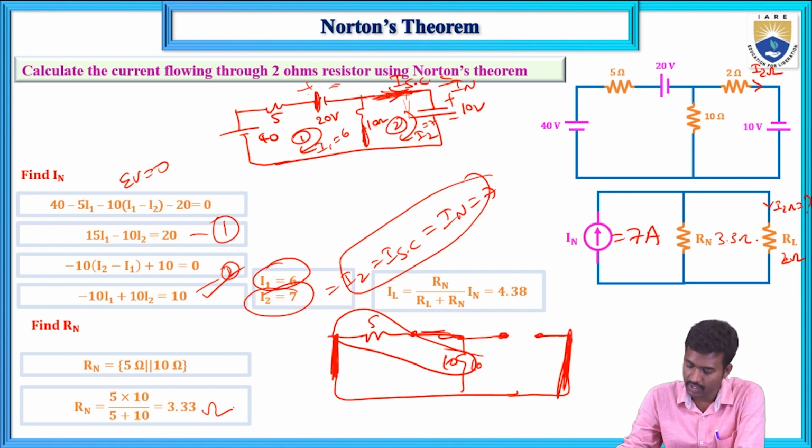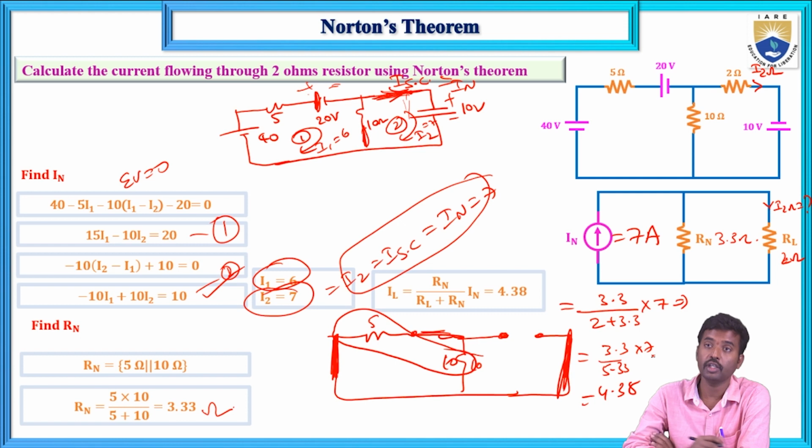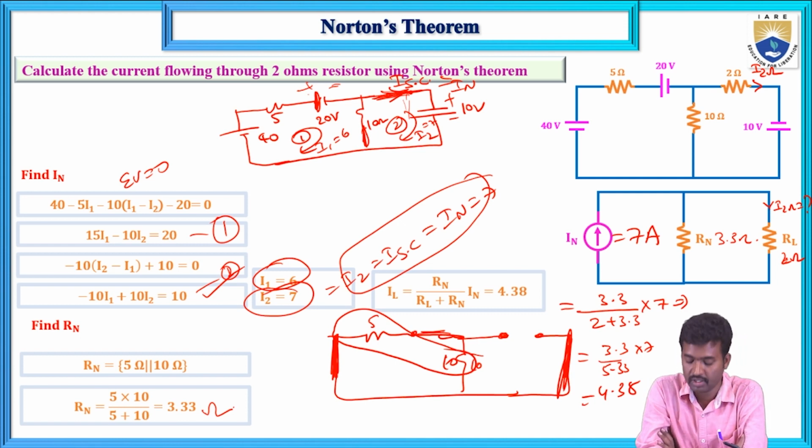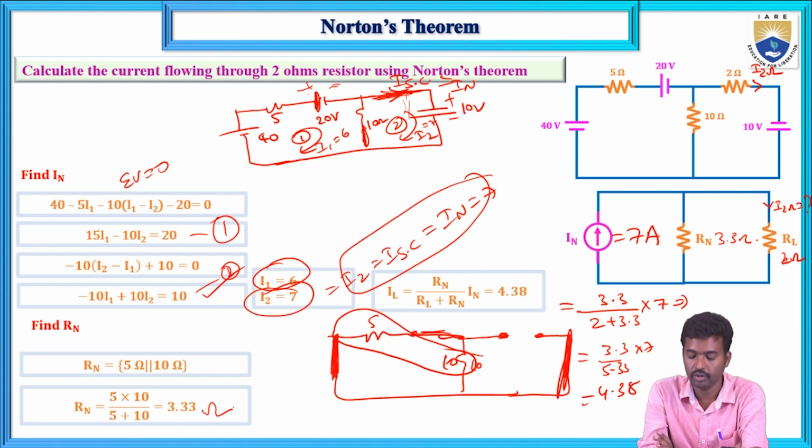Now this current equals 3.33, the opposite branch resistance, over 2 plus 3.33, into 7. That equals 3.33 over 5.33, into 7, which equals 4.38. In Thevenin's theorem and in the mesh analysis, we got the same value. In the superposition theorem also, you can find this problem by using superposition theorem, by using Thevenin's, by using mesh analysis also. In the superposition theorem we verified with mesh analysis.